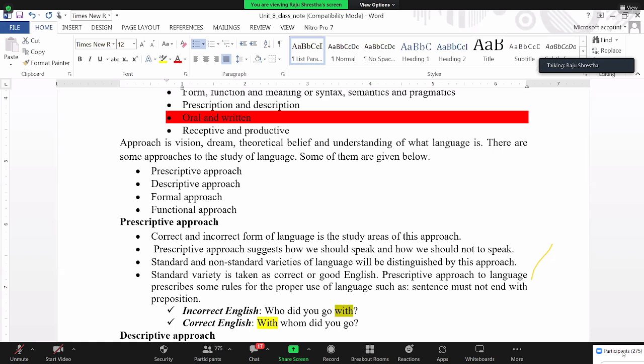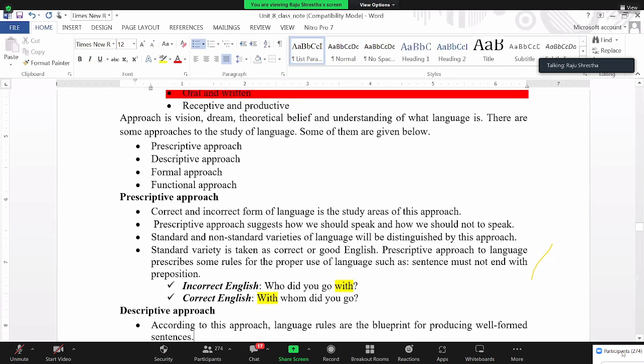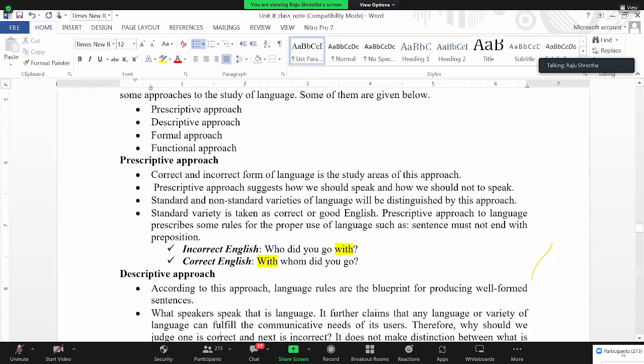This preposition does not appear or occur at the end of a question or sentence. It should be at the beginning. This is the correct form. This is the prescriptive approach. Prescriptive approach ले भन्ने यही हो. Then descriptive approach ले wrong, right, correct, incorrect भन्दैन.